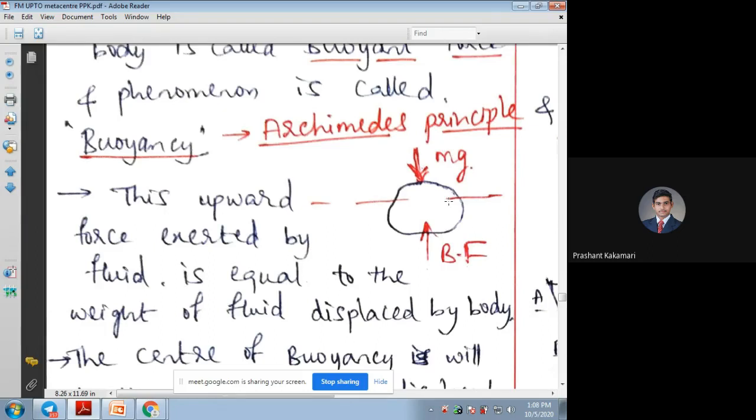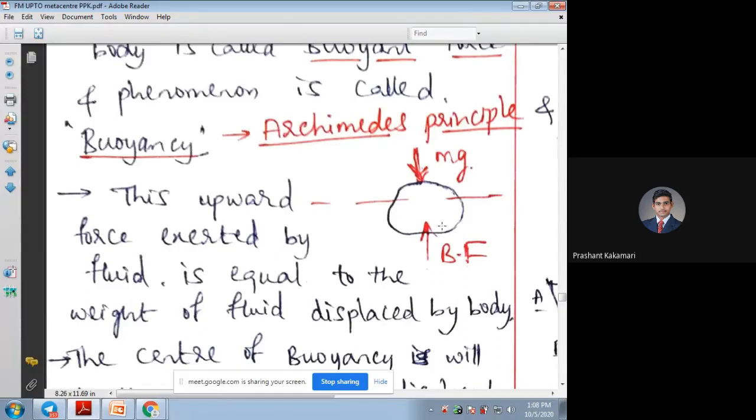How much force is applied depends on the volume, how much it is immersed. If it is completely immersed inside the liquid, the total volume of the stone is replaced by what? The volume of liquid is replaced by the stone. So if it is completely sunk or completely kept immersed in the liquid, then you have to consider the total volume. The weight of the liquid replaced is equal to this buoyancy force. And the weight of the body, that will be different.